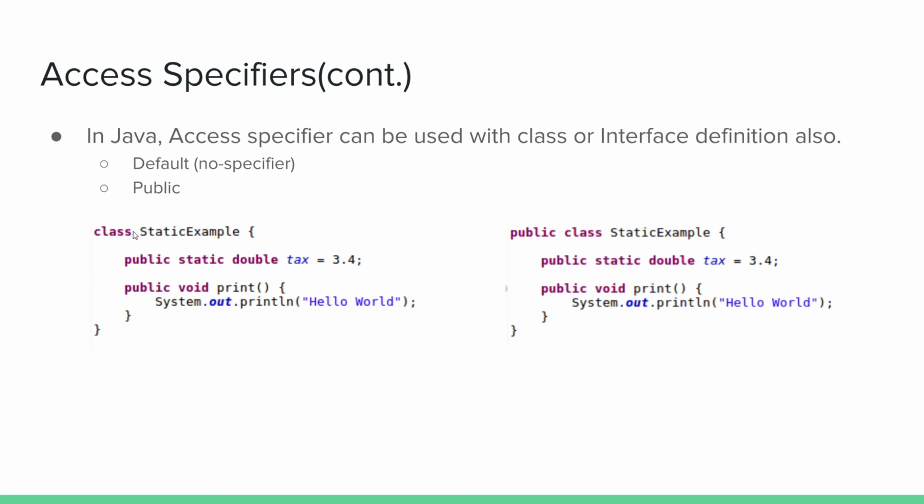For example, in this example, you can see I've not defined any access specifier here. That means this class object can be made only from within the package. That is, it has a default access. Whereas in this one, an object of this class can be made from anywhere in the project.